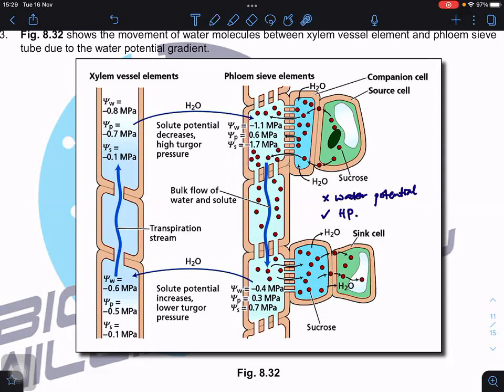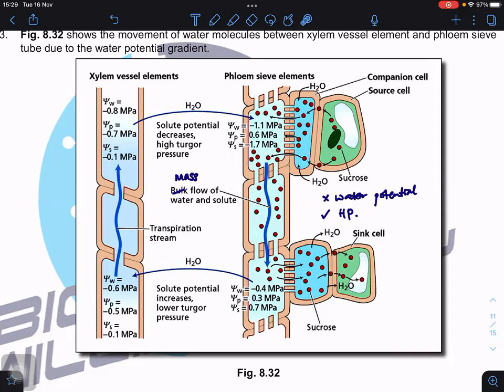Are you clear? If you compare negative 1.1 and negative 0.8, higher, lower, water molecules move in and accumulate, so the hydrostatic pressure is high. Then at negative 0.4 and negative 0.6, higher, lower, water molecules move out of the sieve element, so the hydrostatic pressure becomes lower. So it moves down by mass flow, or bulk flow. Some books use bulk flow; for us, we use the word mass flow. When the water molecules move down, they bring together the sucrose or assimilate.